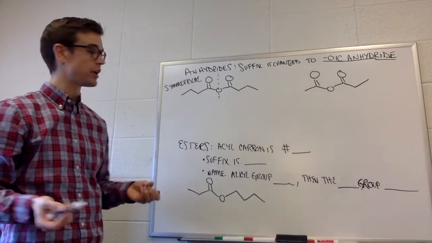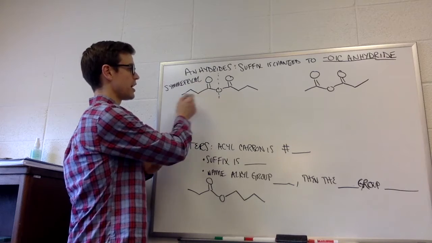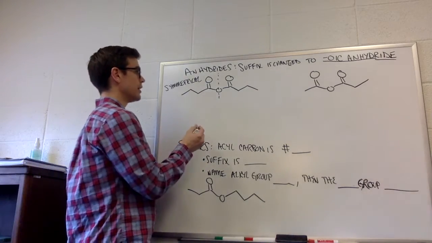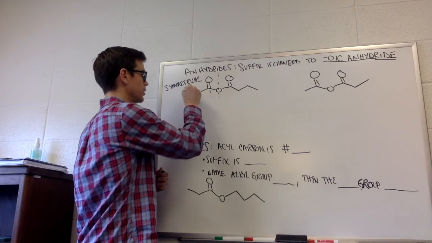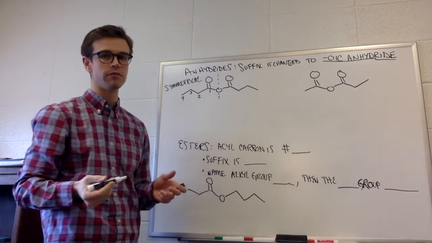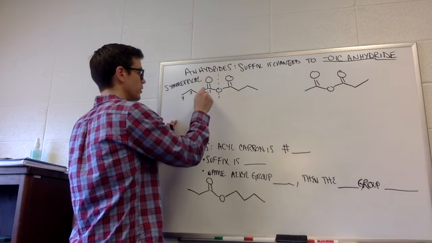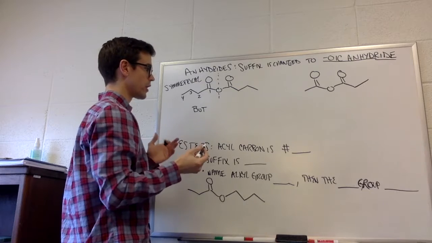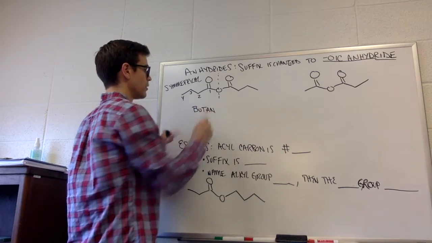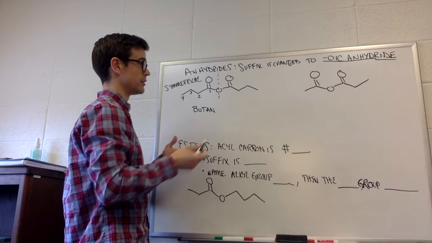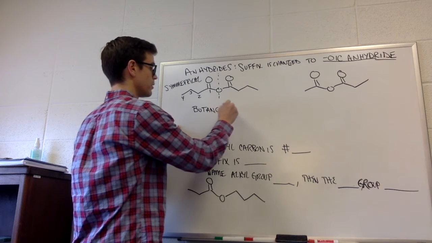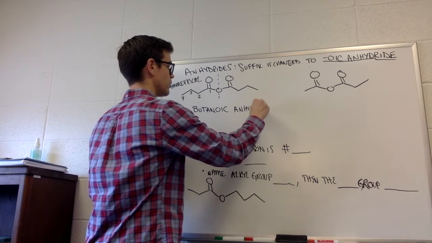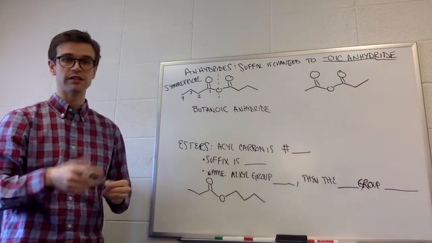So naming symmetrical anhydrides, you really only have to name the group that's coming off of it one time. So something like this has 1, 2, 3, 4 carbons coming off of it. So this would be called but for the 4 carbons. There are no alkenes or alkynes, so AN. And then that's it, butanoic anhydride. So that's the name of that.